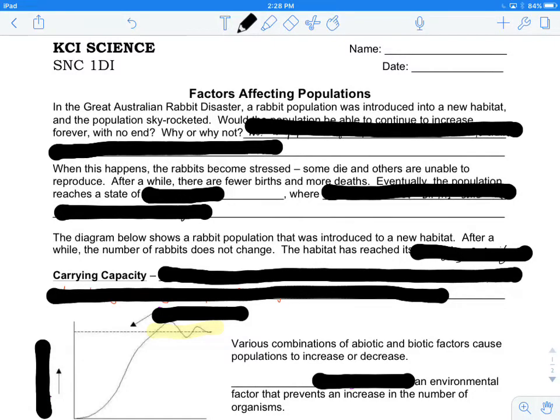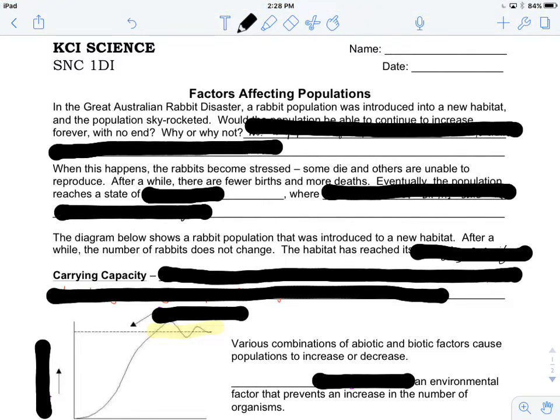Okay, so here we are with this lesson on factors that tend to affect populations. There was an event in Australia called the Great Australian Rabbit Disaster. We're going to watch a little clip on that in class tomorrow. But basically, when people were immigrating to Australia, from home they brought with them rabbits. And they introduced the rabbits into the new habitat that was Australia, their new home. And unfortunately, for many reasons, the population of rabbits skyrocketed and got really, really out of hand.